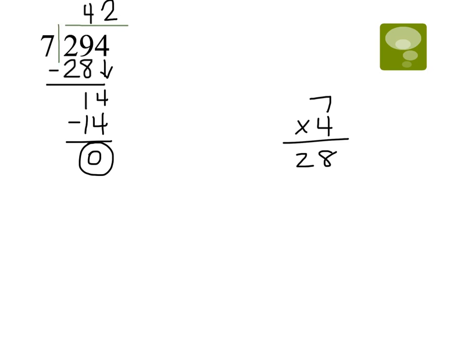Remember, we circle when we're done with our remainder. Remainder doesn't have to be 0. Remainder just has to be less than the divisor, okay? So in this case, the answer is 294 divided by 7 is 42. Let's look at another one.